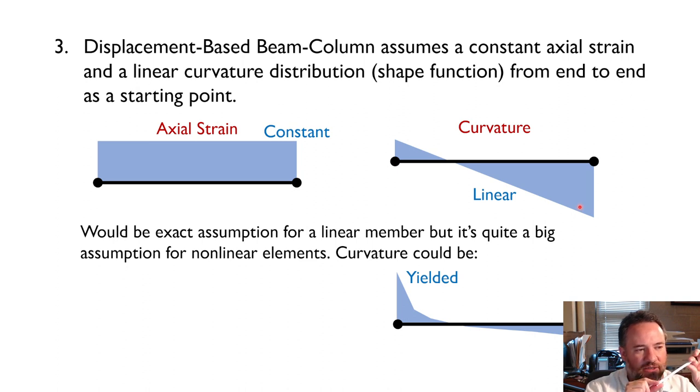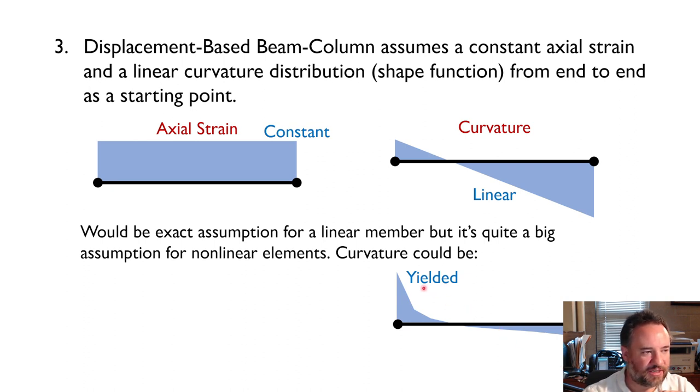And what happens when the beam yields in moment? The curvature goes way up, right? I have moments when I have a linear moment relationship, and then once it yields, the stiffness goes down a lot, and so I'm going to get focused curvature at those points where it's yielding. So I'm going to have big jumps in curvature at the ends. You can't see the other end, but there's a bump down here. There's a peak in the curvature.